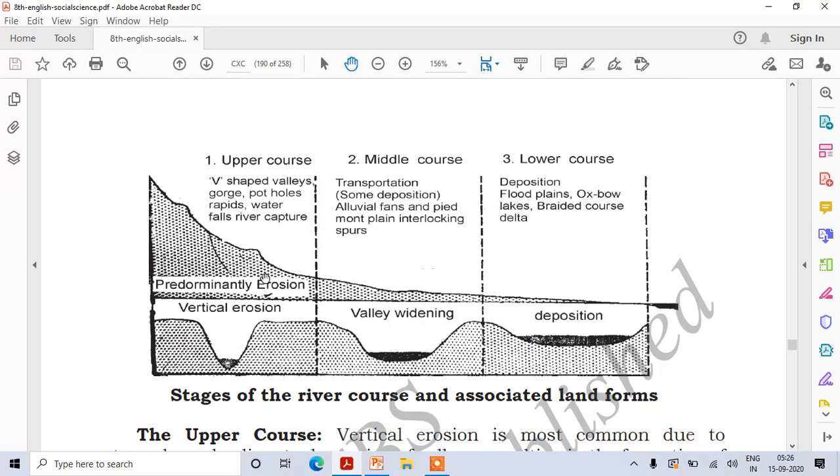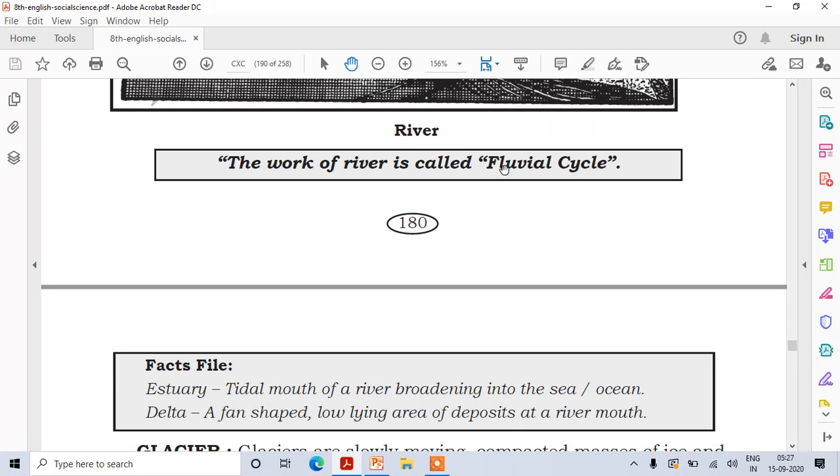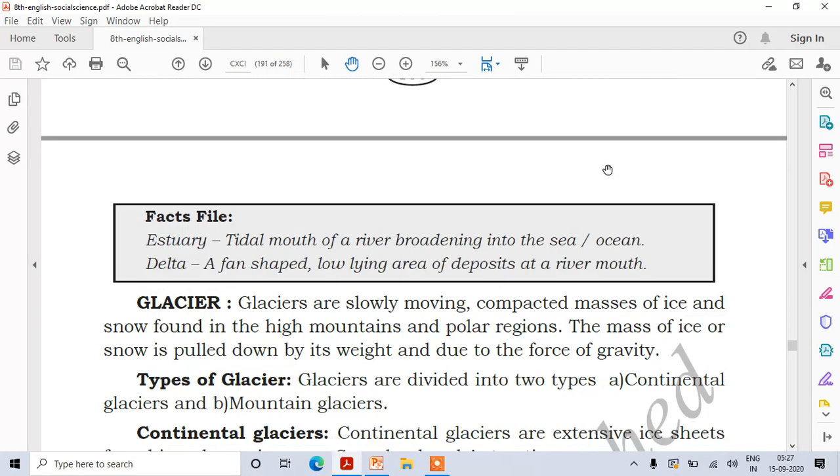So what are the three types of courses of river? Upper course, middle course and the lower course. In the upper course, the main work of river is erosion. And in the middle course, the main work of river is transportation and some deposition will also take place. And in the lower course, the main work of river will be deposition only. Okay. Then this fluvial cycle, you should remember the work of river is called fluvial cycle.